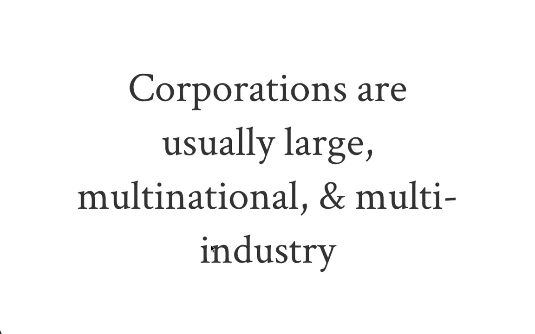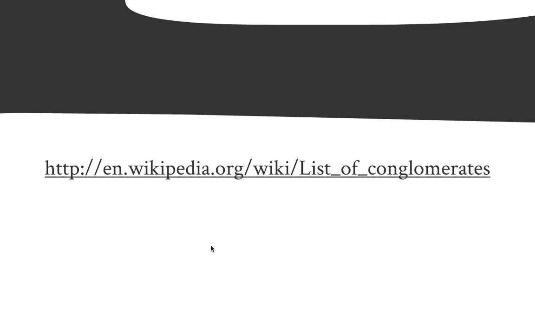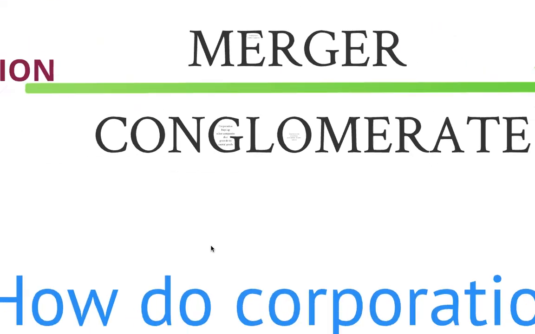Corporations are usually large, multinational, multi-industry. That's like what I was just saying. So if Nike owns a dairy farm because they want the leather from the cows, they're probably also going to sell milk and meat because they have those cows. So they're multi-industry in that sense.